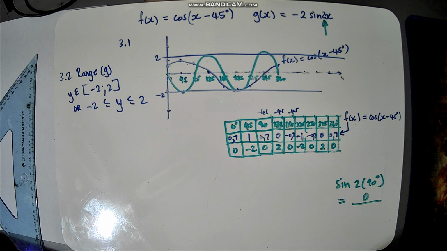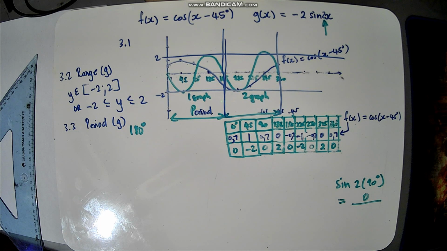Okay, next question. Next question is the period of g. Now the period is just where the graph starts to repeat. So make a line where the graph starts to repeat as shown in the diagram. We notice at 180 the graph starts to repeat itself. So the period will be 180. We can also find the period by saying 360 divided by the number in front of x.